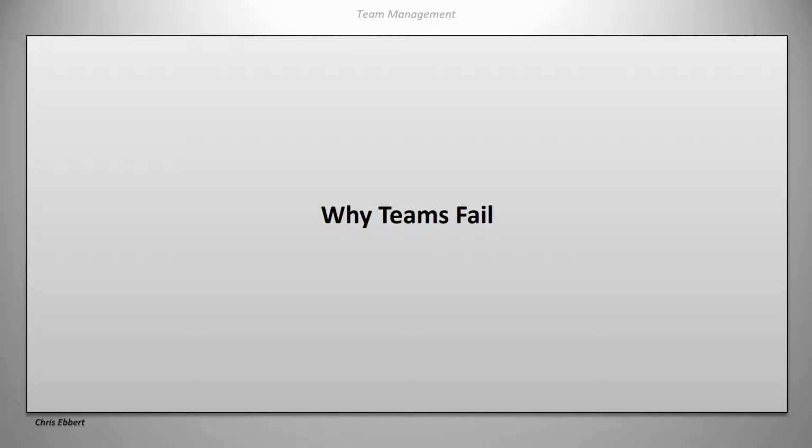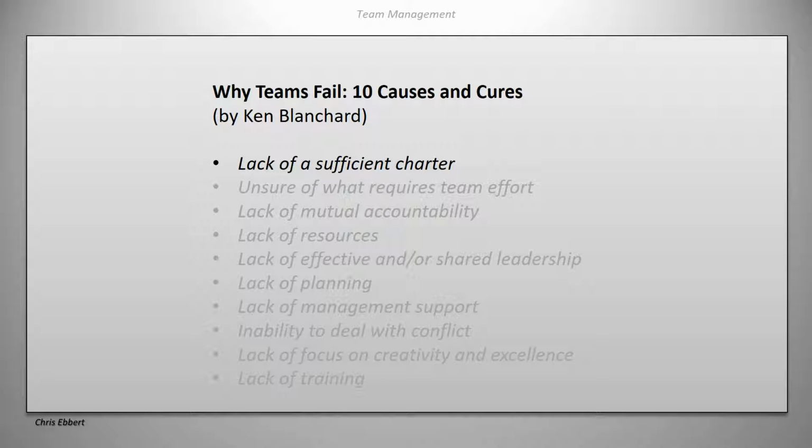Teams can also fail, like I've mentioned a few moments ago. They usually do this because there may be a lack of sufficient charter. This is all Ken Blanchard's stuff. They may fail because they aren't sure what actually requires team effort and what doesn't. They may fail because they aren't telling each other what they've done. How do you overcome that? You hold meetings regularly. If you want mutual accountability, it means everybody tells everybody else what everybody's been up to regularly. There may be a lack of resources.